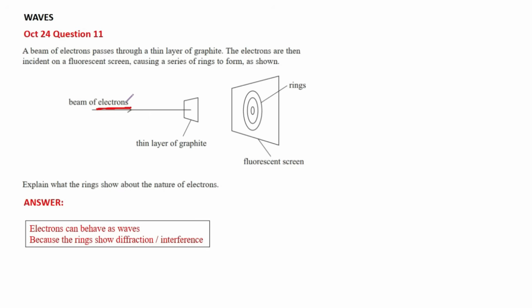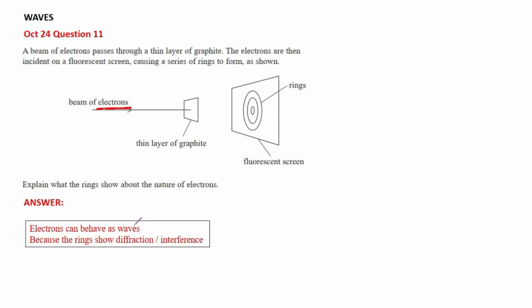When you fire electrons at high speeds through a graphite sheet, what you end up with are concentric rings, a diffraction or interference pattern, right? So interference or diffraction is a wave phenomenon. The fact that electrons, which were thought to be particles, are exhibiting a diffraction pattern tells you that electrons can have wave-like properties because rings show diffraction. And let me tell you, you have to do some calculations involving this as well.